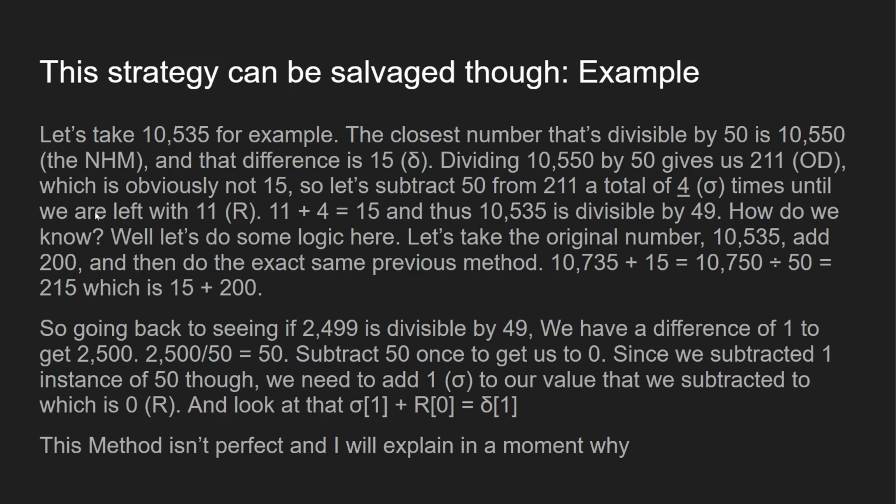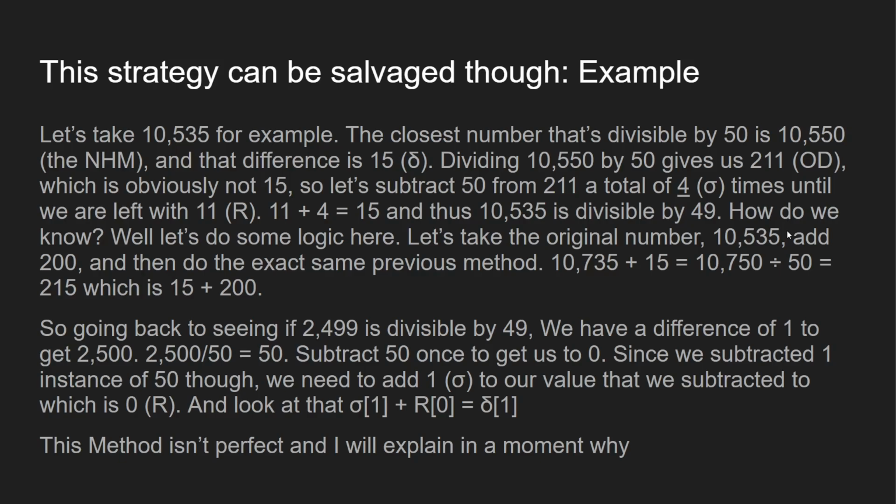So, in this case, we're going to be left with 11 because we're subtracting 200, right? 211 minus 200 is 11. And again, 50 times 4 is 200. So that's where we're going to get it from. But we're going to keep track of the sigma here, okay? We're keeping track of all of these numbers. We're going to have to keep track of the sigma and of the remainder. And look at this: 11 plus 4 equals 15. And thus 10,535 is divisible by 49.